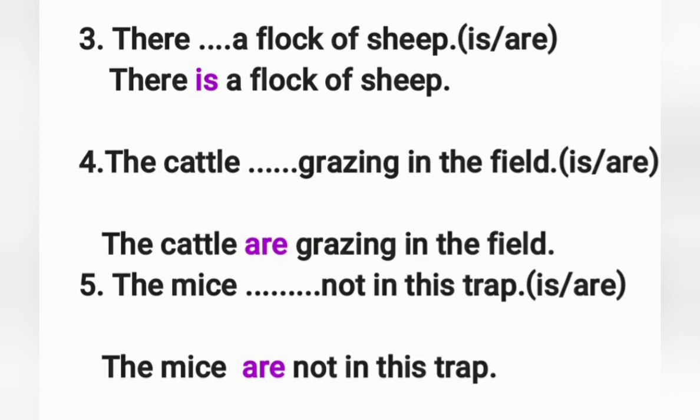Number 5, the mice dash not in this trap. And options are is, are. As you all know, the mice always count in plural. So we will write here are. So the answer is the mice are not in this trap.